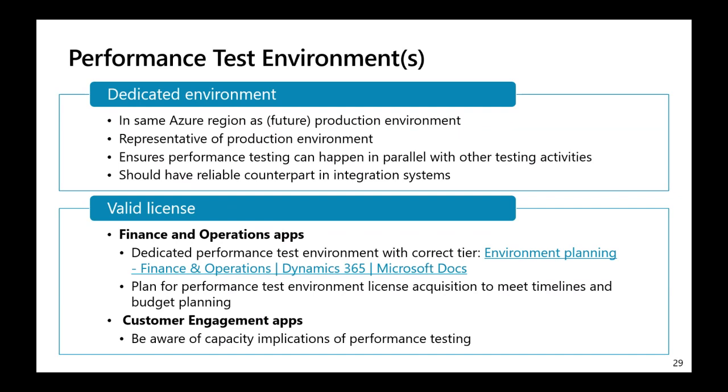Specifically for the finance and operation apps, the project team should recommend the appropriate environment tier based on expected load and volumes. More details can be found in the link mentioned here on the slide. For customer engagement apps as well, you should be aware of capacity implications caused by performance test environments. So also take this license part seriously and into account.